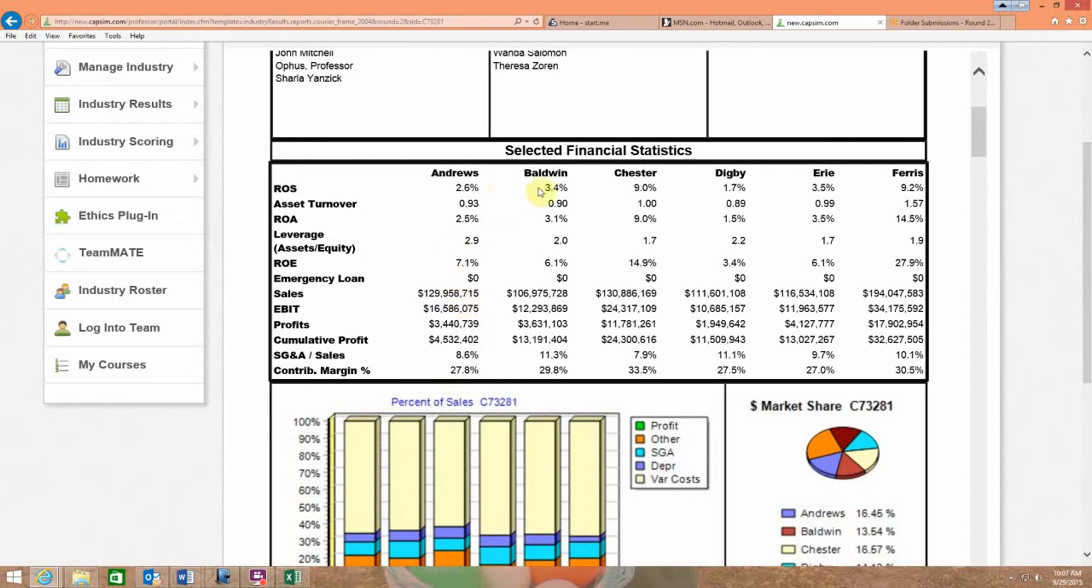Now, what happened is I got lots of responses that said things like, oh, Chester's ROS is way higher. Well, ROS is a result of income. Because they had a higher income, they had a higher return on sales, because return on anything is net income divided by whatever that anything is. So it's our net income divided by our sales. That doesn't lead to a higher profit, it's a result of a higher profit. Same with ROA, 9% to 2.5%. Same thing. That is a result of our higher profit.